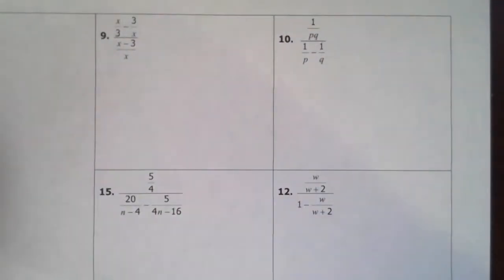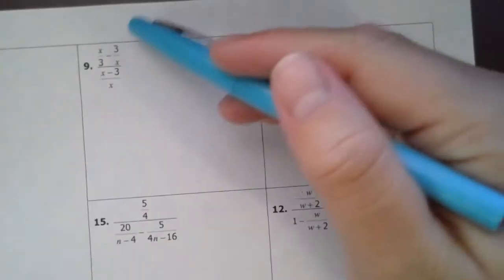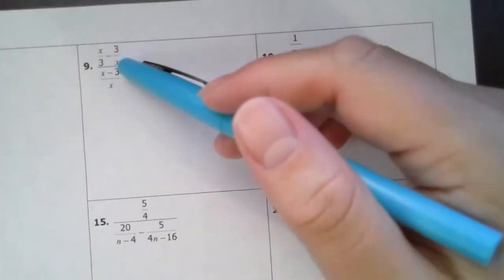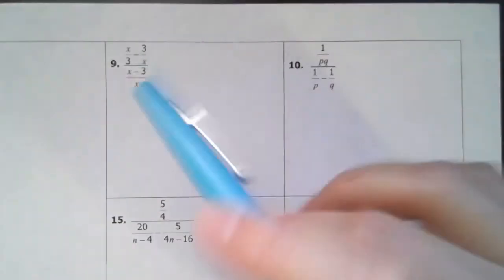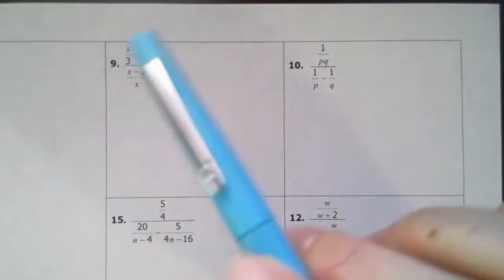Okay, number 9. So let's see here. Same idea, but oh no. This one's different, right? I have (x minus 3) over x in the numerator. So this is like the previous concept where now I have to make sure I can rewrite the numerator first as 1.